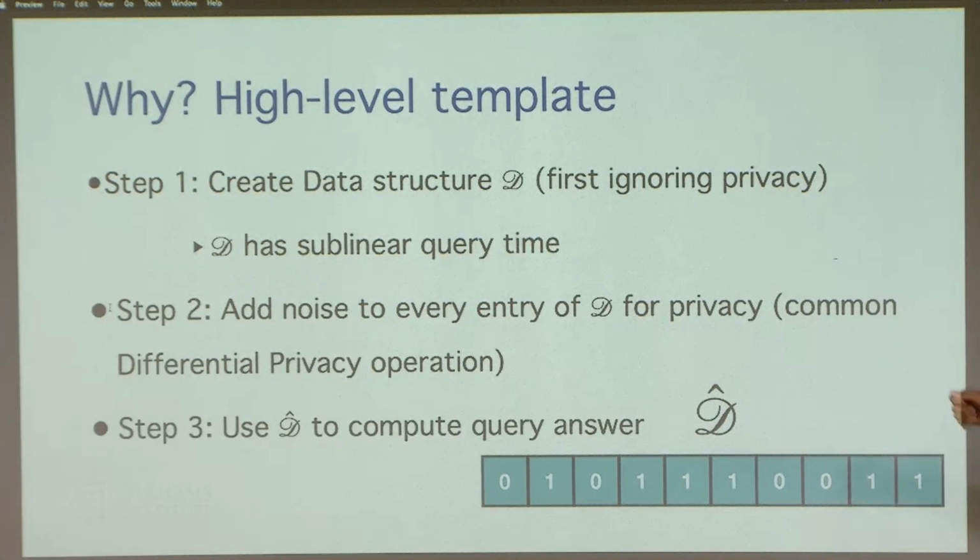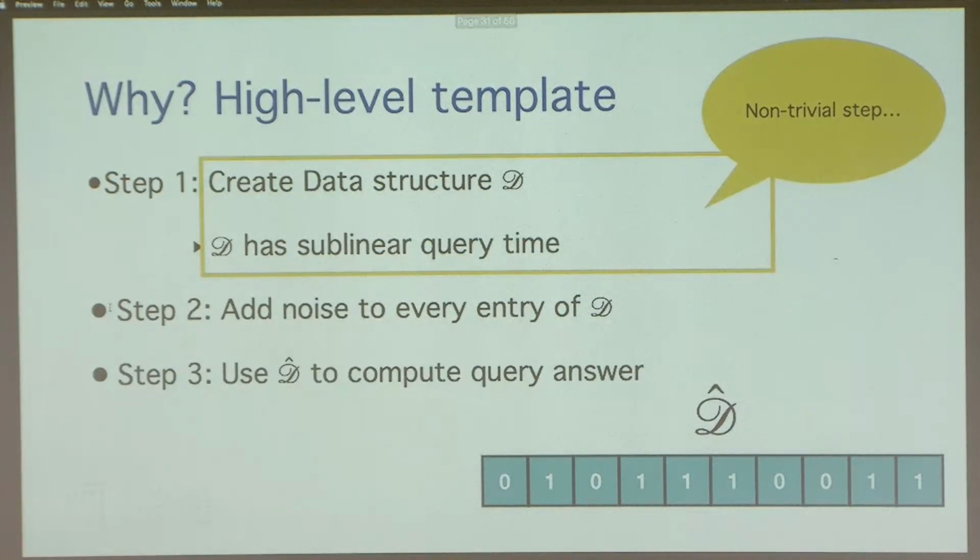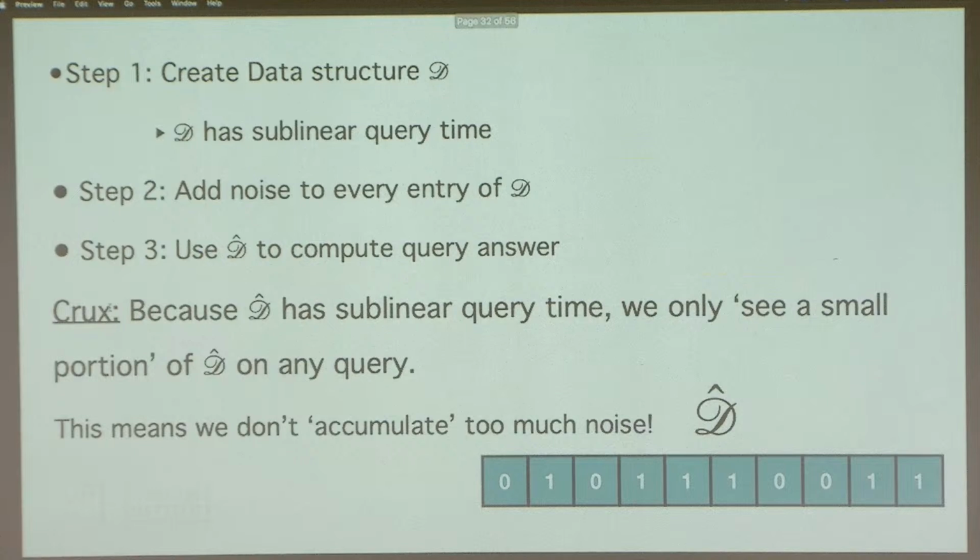And now let's use this noisy data structure to compute our answer. Of course, how do we create this sublinear data structure? Well, that's where the thought goes in, but let's pretend we have that. So why does a sublinear time query data structure imply a good private algorithm? Well, because it has sublinear query time. When a query comes, because it's sublinear, we're only going to interact with a few memory cells of the data structure. That's what it means to be sublinear.